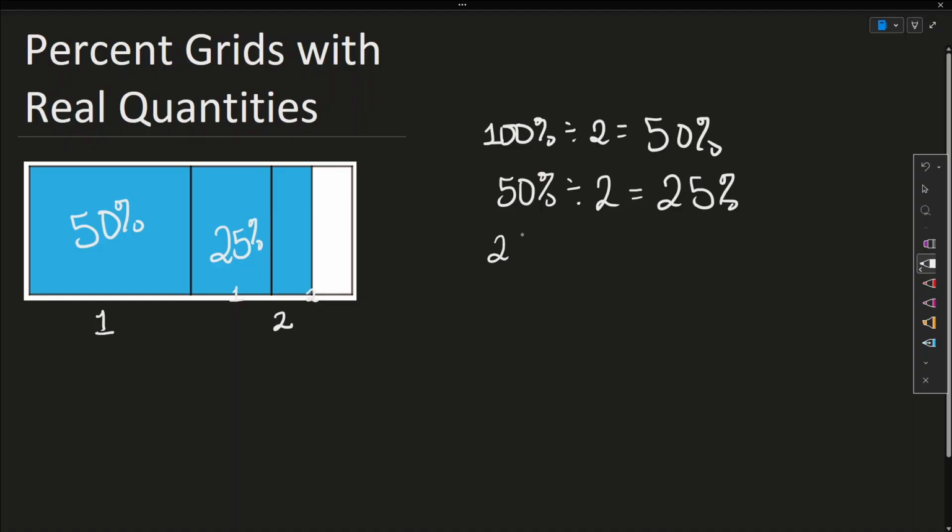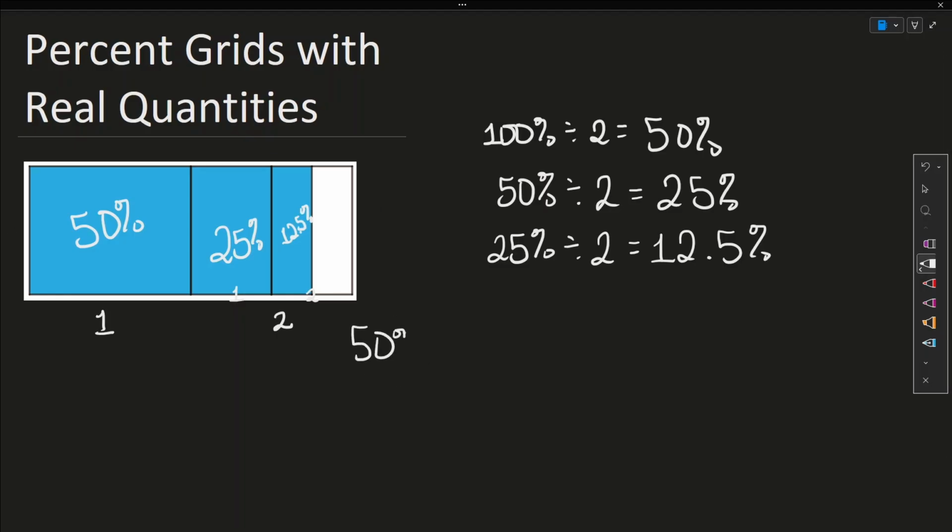The final 25% is broken in half again. So when I divide by 2, I get 12.5%. That's this piece here as well as the unshaded piece. So our shaded amount is 50% plus 25% plus 12.5%, which gives us a total of 87.5%. So the shaded amount is 87.5%. This is a helpful example because it reminds students that percents do not always have to be whole numbers. A percent can include decimals.